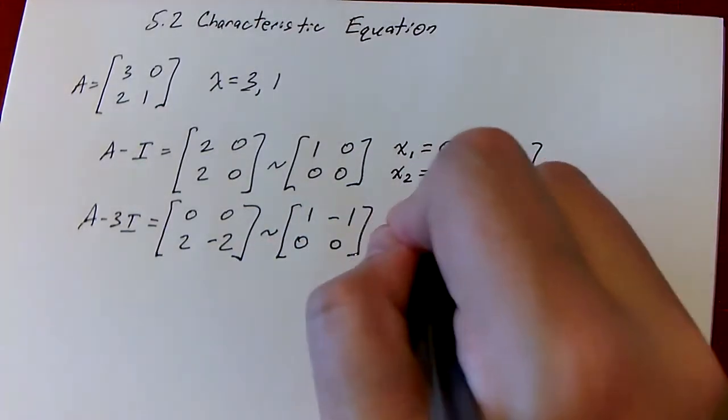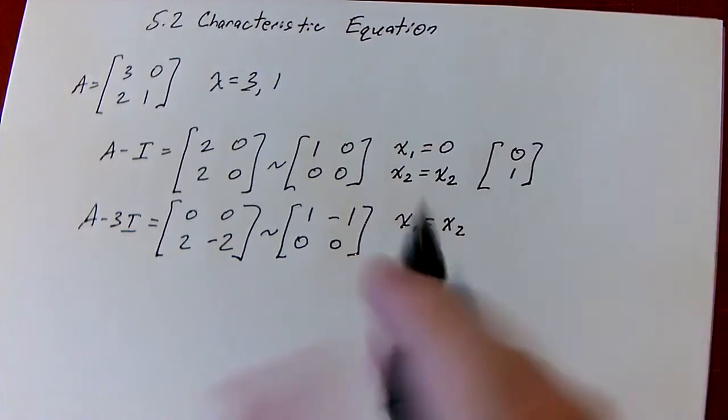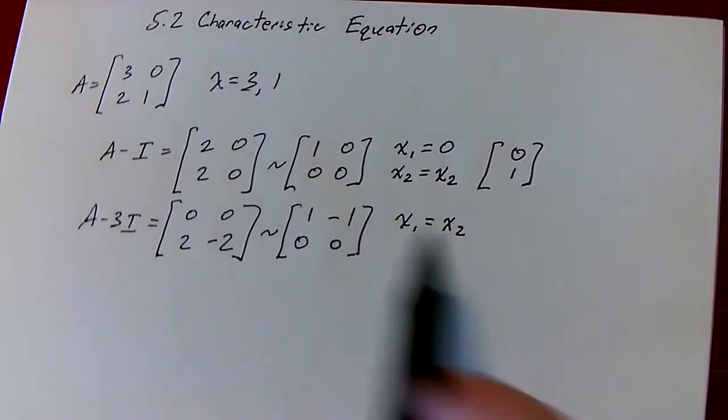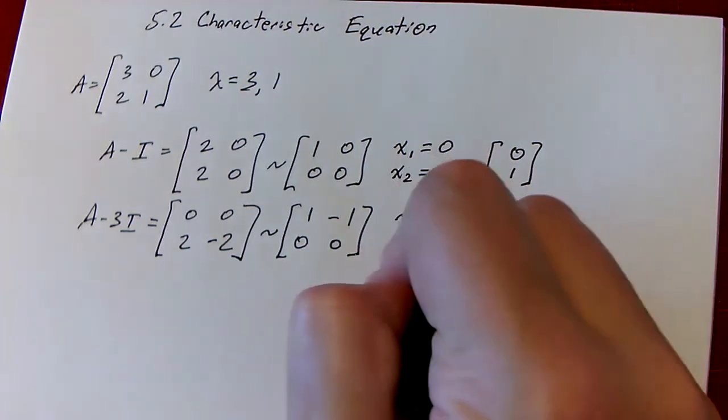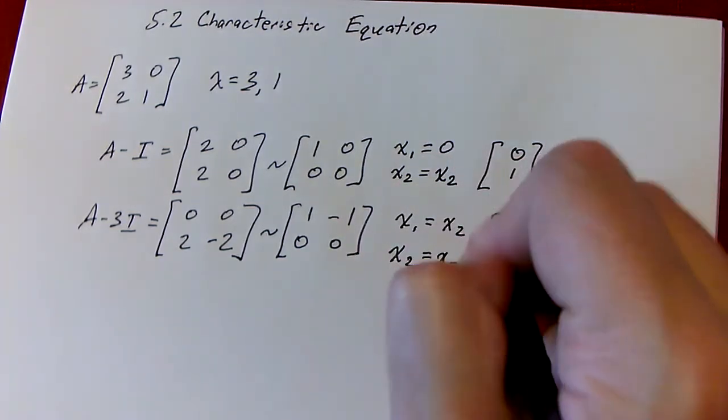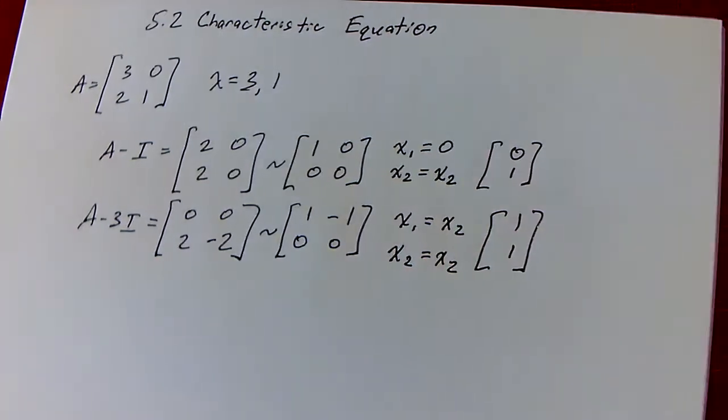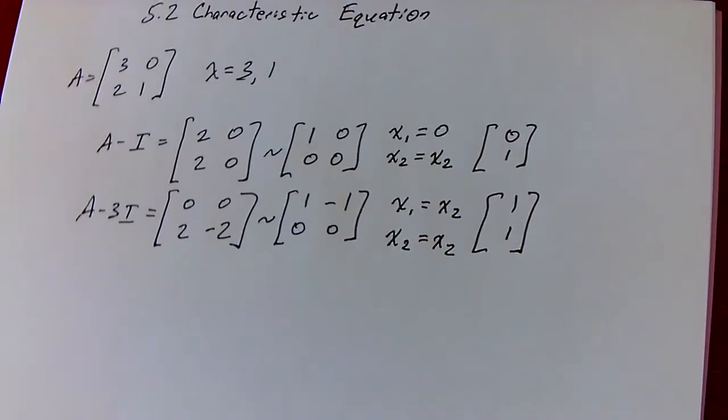which I can see then we'll have x1 equal to x2, because again, we're going to move that variable over to the other side of the equation. Remember, we're setting these equal to 0 and looking for non-trivial solutions. And x2 will be equal to x2. So as a vector, then my vector is 1, 1.